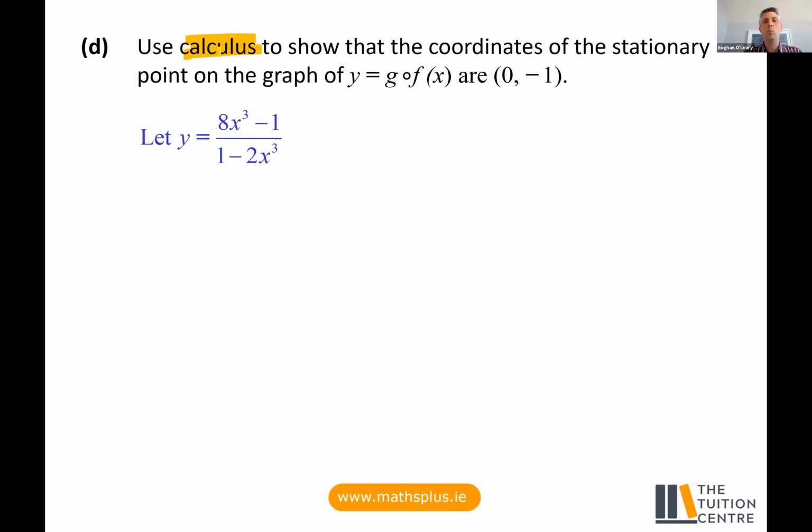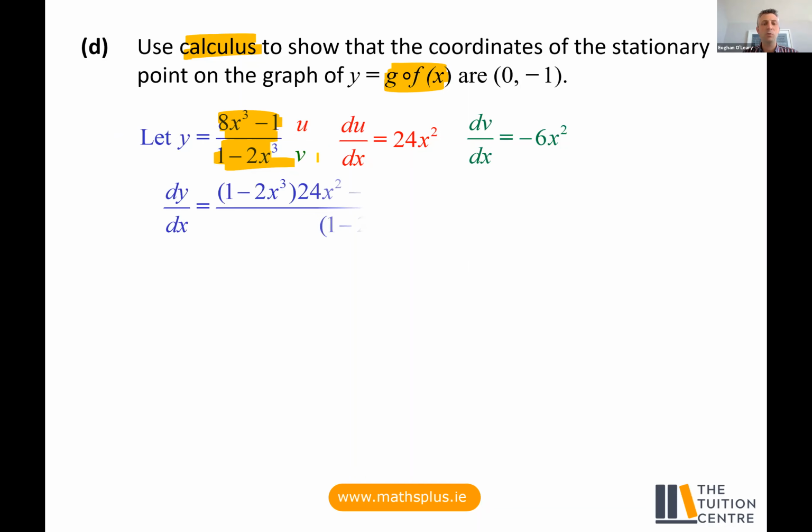What do we know? We're going to get the first derivative and solve equal to 0. So in this case, y is equal to g after f of x, and we know that's 8x cubed minus 1 all over 1 minus 2x cubed. What do I have to do? I have to differentiate it. It's a quotient, it's a fraction, so at the top is u, the bottom is v. I'll differentiate the top. du dx is equal to 24x squared. dv dx is minus 6x squared.